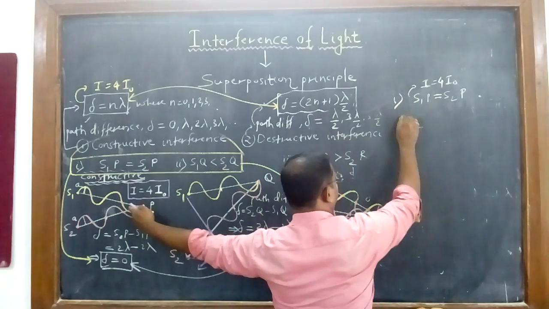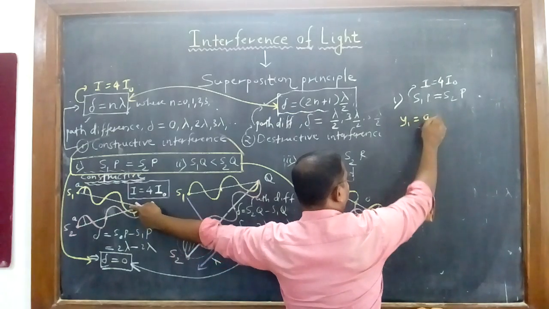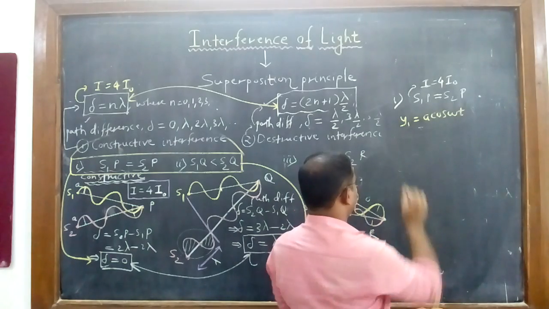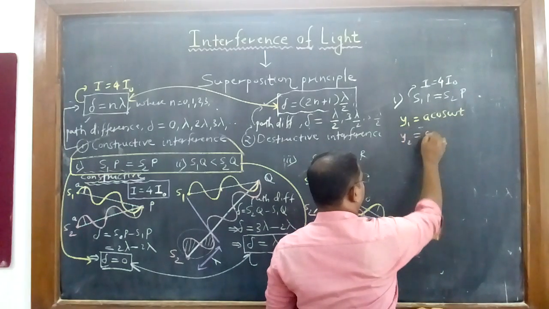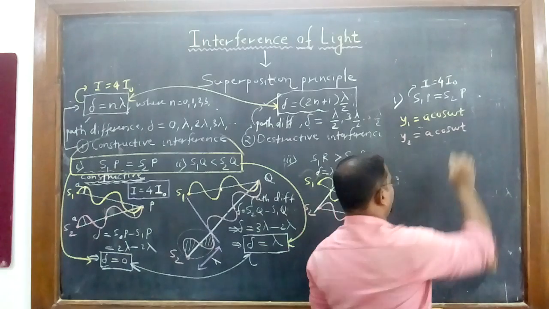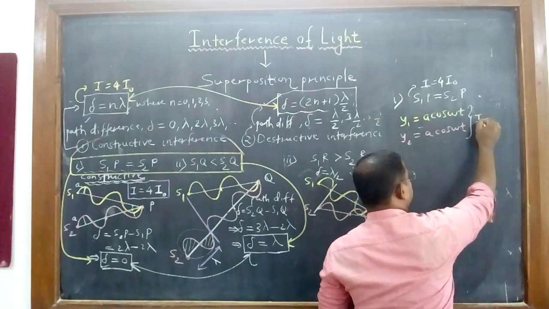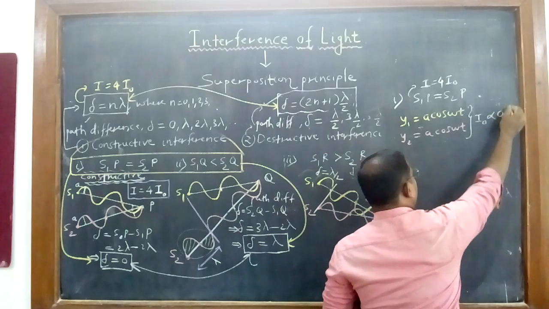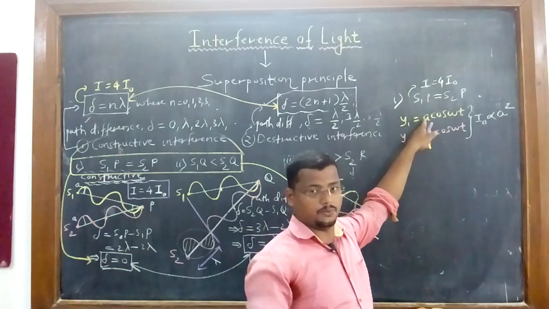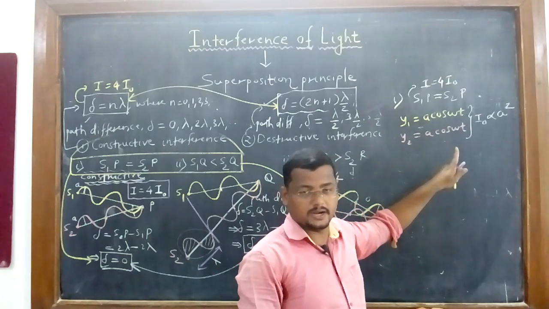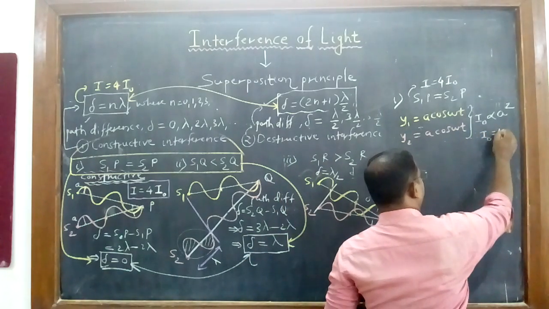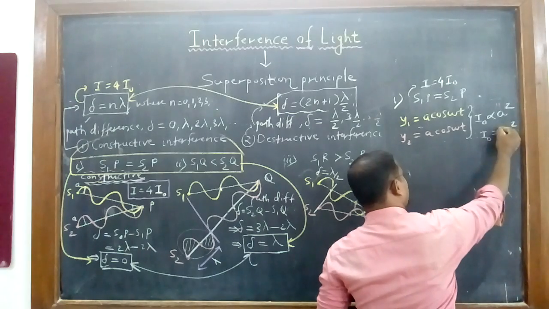Your first wave is Y1 equal to A cos omega t. We know the equation of wave from PUC first year. Y2 is equal to again A cos omega t, and these are the two incident waves. So the intensity of the incident wave I naught is directly proportional to A square, because the amplitude of the first wave is A and the amplitude of the next wave is again A. So I naught is equal to K into A square, where K is the constant of proportionality.